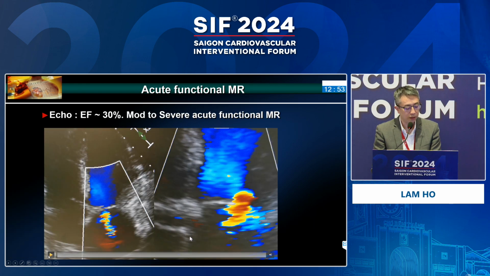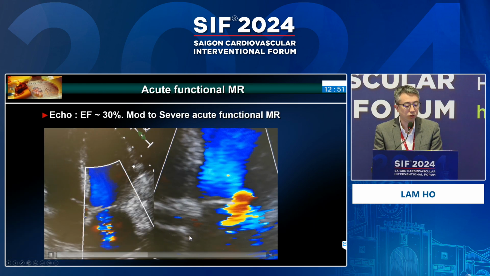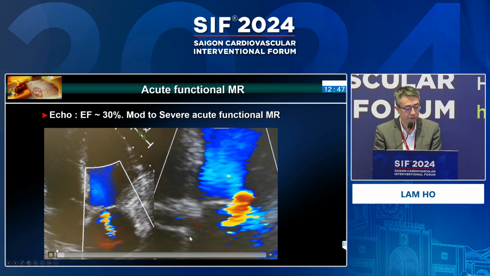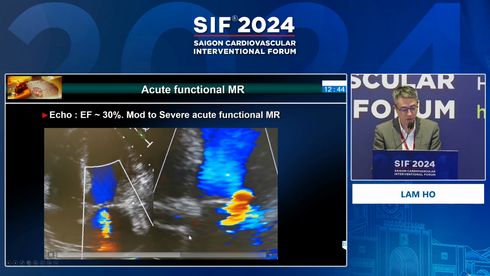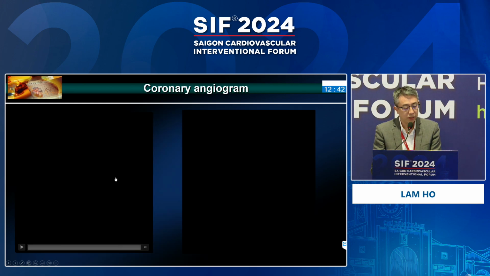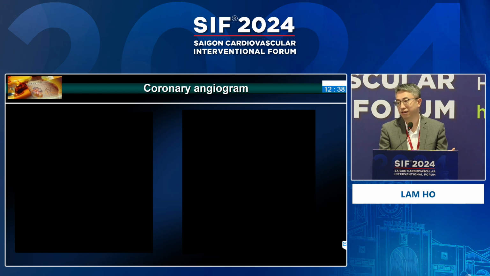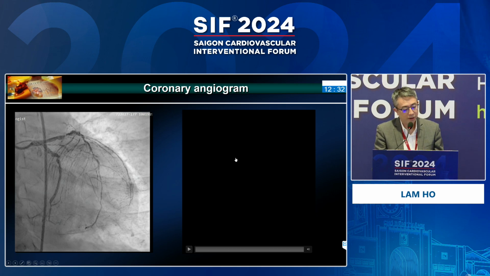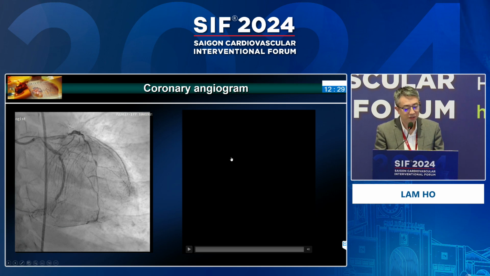And we had done the echo, and you can see the patient's EF was just 30, and the patient had moderate to severe MR. So in this sort of case, of course, we can find a surgeon, but the surgeon will decline, and the patient will die if you just do medical treatment. So this sort of case can only be settled by PCI, in fact.